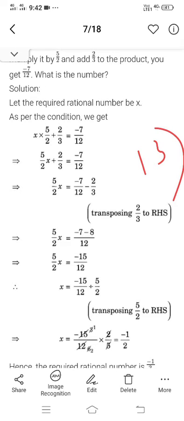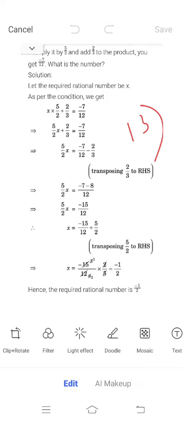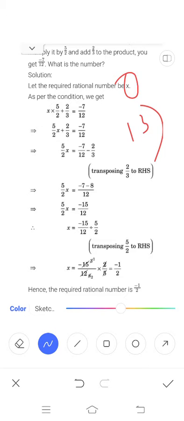Next, question number 13. So what is question number 13? A rational number is such that when you multiply it by 5 by 2 and add 2 by 3 to the product, you get minus 7 by 12. What is the number? So rational number means the number that we have that is unknown. So let us assume the rational number as x. So as per the given condition, when we multiply 5 by 2 with it, you have to multiply 5 by 2 with x, and with that you have to add 2 by 3 to the product, so plus 2 by 3.